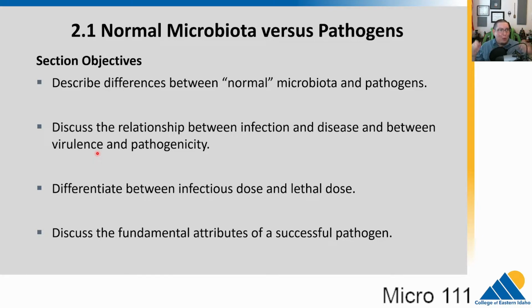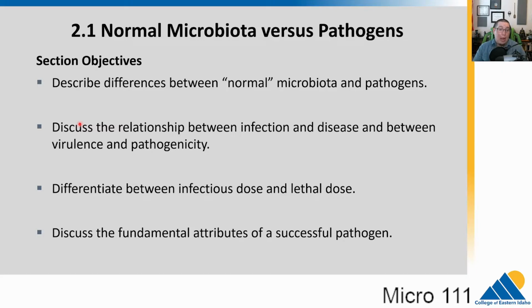I use normal in quotes, right? Because that's a tough definition, right? What's a normal microbe versus a different one? So we'll talk about the differences between our normal microbiota, things that live on and in us, versus pathogens, which are microbes that cause disease. We'll discuss the relationship between infection and disease, and then between what we call virulence and pathogenicity.